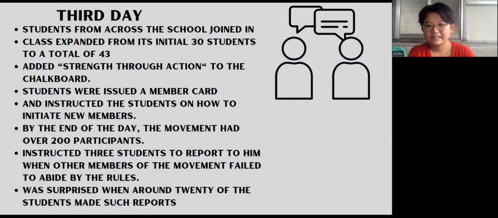So yeah, I can see how those students are quite good at intimidating people. Maybe they even threaten them or something. I don't know. But yeah, 200 participants is quite a lot. And then he wanted to make it a little bit more specific, so he decided to instruct 3 students to report to him whenever the other members of the movement failed to follow the rules that he set up.